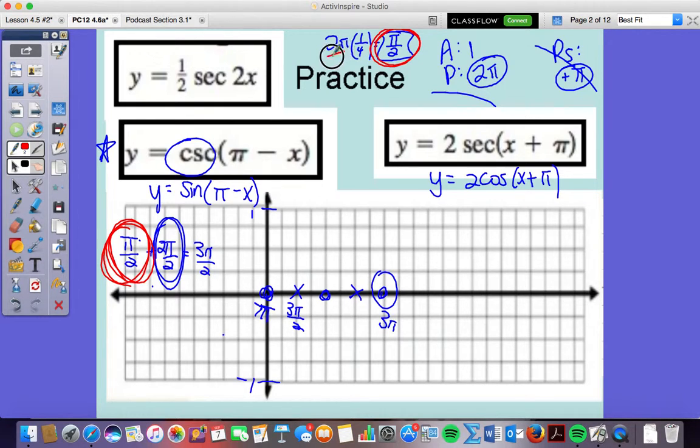I take my period of 2 pi. Okay? 2 pi is this distance. Do you follow me? Yes. If I divided that by 4 or multiplied by 1/4, 1/4 is literally 1/4 of this. So we say that the distance of that right here is going to be 1/4 of 2 pi, which is pi over 2.